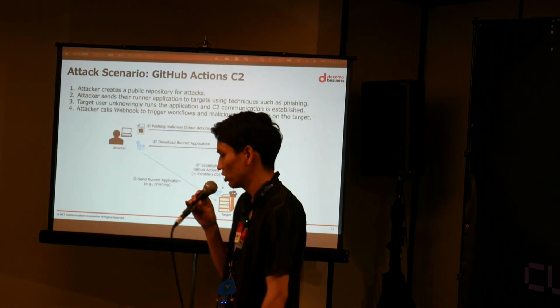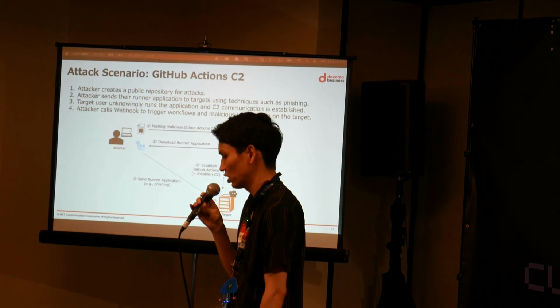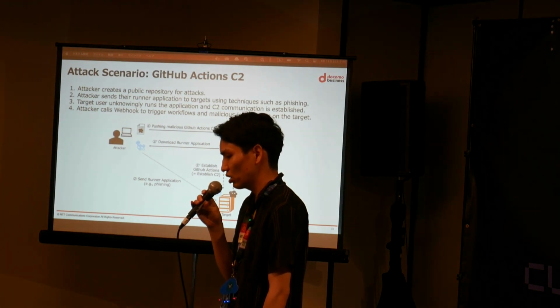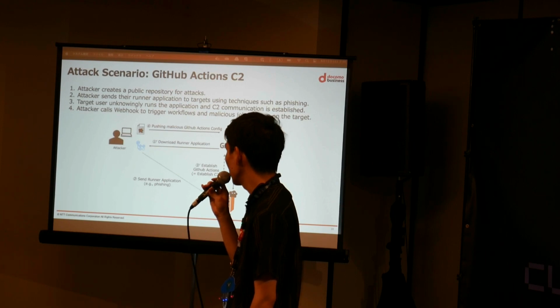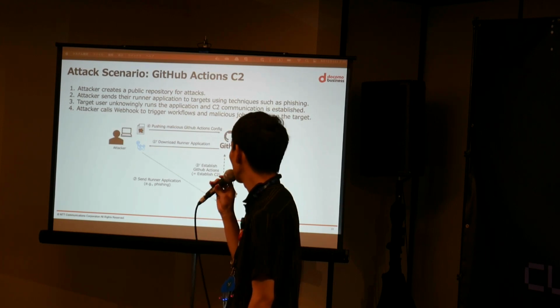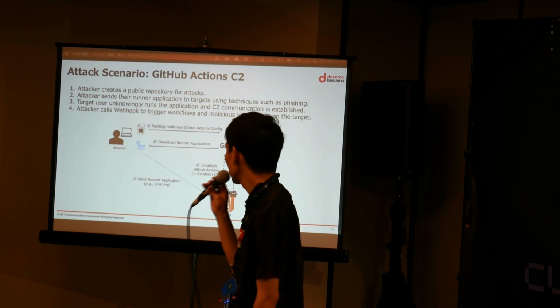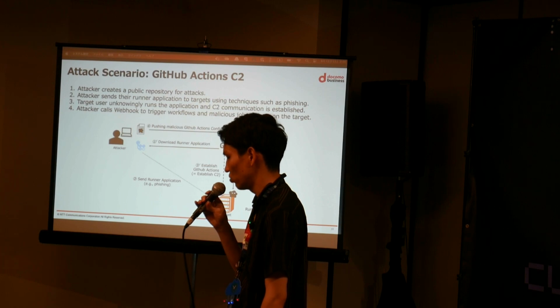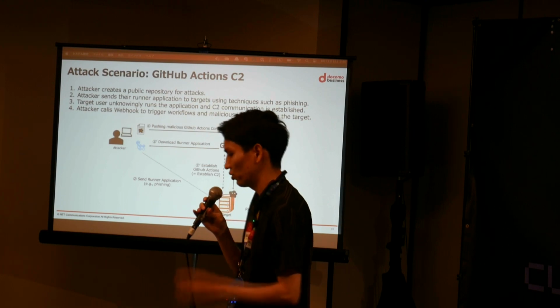Attack scenario. The attack scenario is almost the same as the other C2. Firstly, the attacker creates a public repository for attacks. And then the attacker sends their malicious application to the target using techniques such as phishing. After that, the target user unknowingly runs it, as shown in the demo.